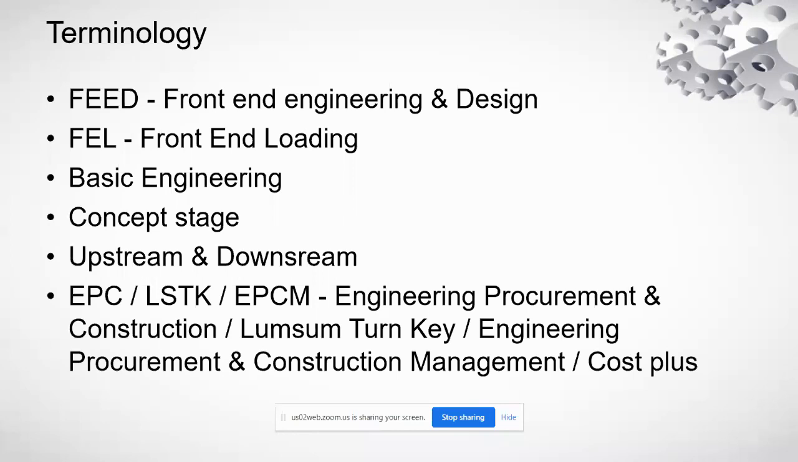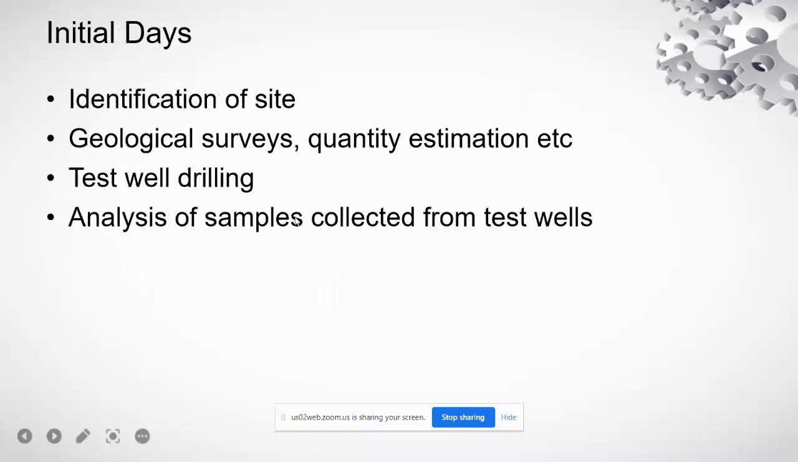EPC, LSTK, EPCM are various terminologies used by engineering and construction companies in this field. EPC stands for engineering, procurement, and construction. LSTK is lump sum turnkey. Another term is EPCM, engineering, procurement, and construction management. Another type of contract is the cost plus contract, wherein some clients prefer to go with construction companies that agree upon some cost markup, like 5 or 7%, over and above the cost of the equipment, like handling charges. So this is also a type of contract I have come across.